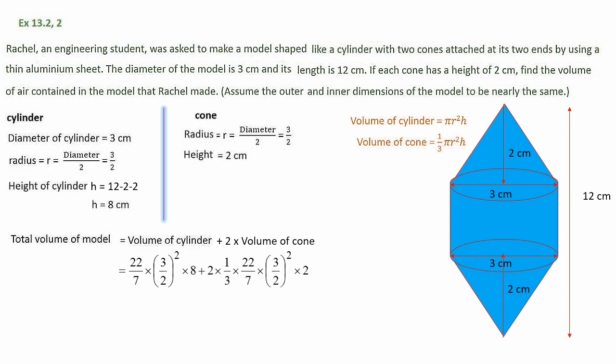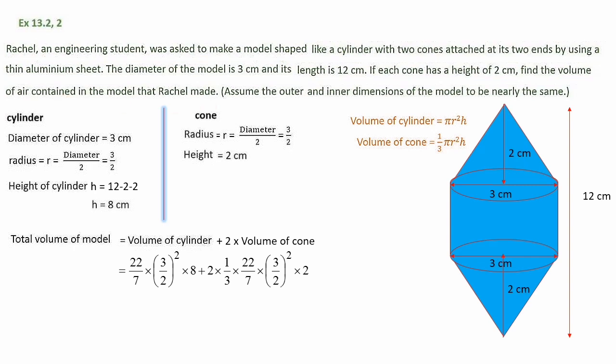That is pi r square h. Pi is 22 by 7 into r. R is 3 by 2 square into h is 8. Here we are substituting the pi value 22 by 7. And in the previous question we did not substitute pi because there it was asked to keep pi. Means we wanted to write the answer in terms of pi. So there we did not substitute. But here we are substituting because nothing is mentioned about pi here.